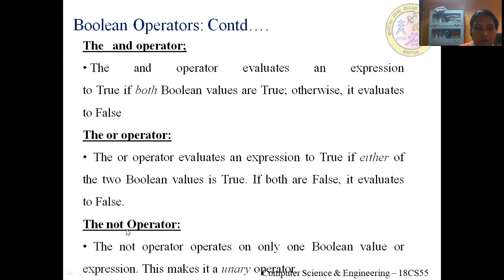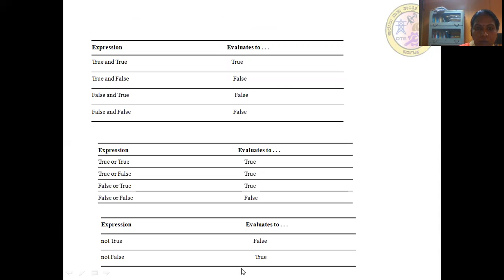The next is the NOT operator. The NOT operator is a unary operator. It will take only one operand. The NOT operator operates on only one Boolean value or an expression, which makes it a unary operator. Why? Because it will take only one operand, that is, one Boolean value. So not true, the reverse of that, will become false. Not false will be evaluated as true.